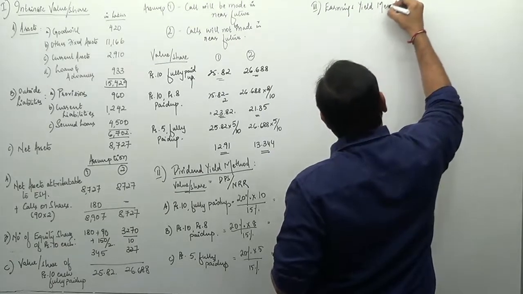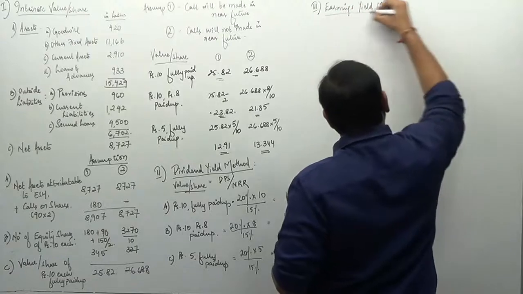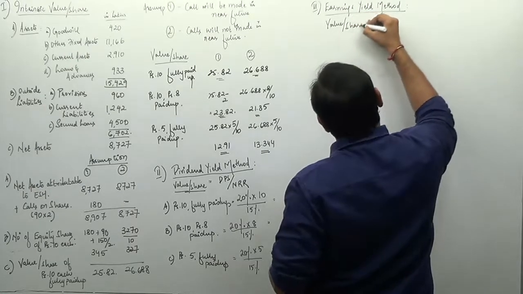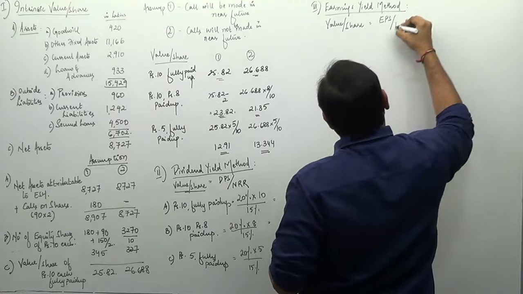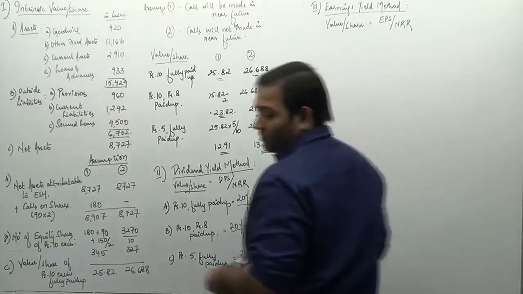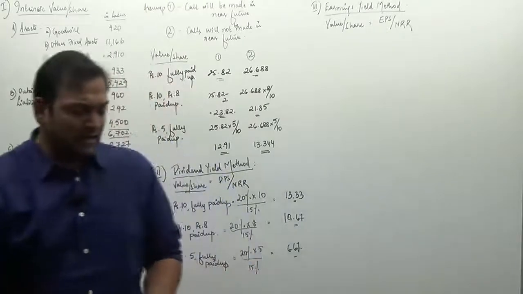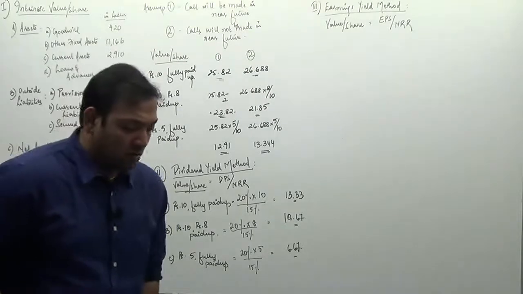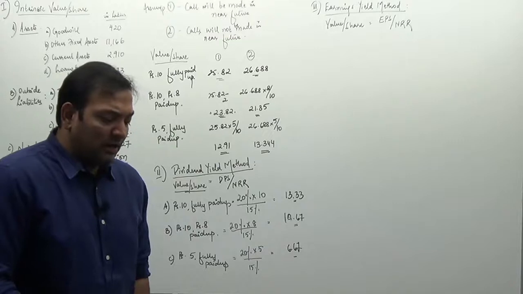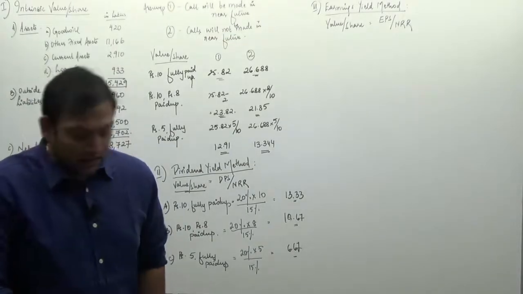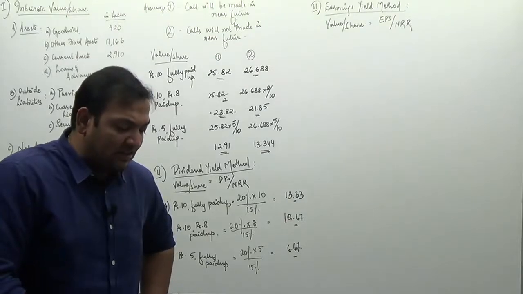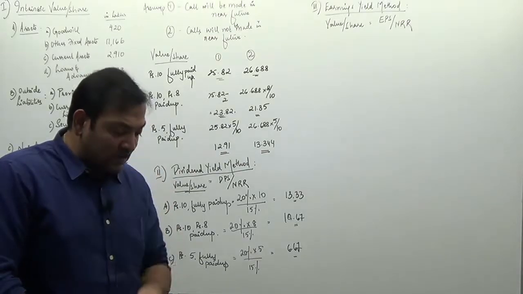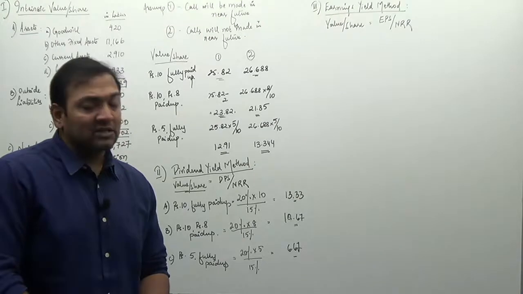Earnings yield method. Value per share is equal to EPS by NRR. Yes guys, let's get EPS by NRR now. Check the third point. For the year ended 31st March 2012, the company has earned 1371 lakhs as profits after tax, which may be considered as normal for the company. The average EPS of a 10 rupee share in the same industry is 2.